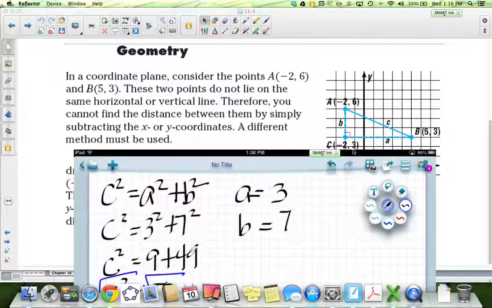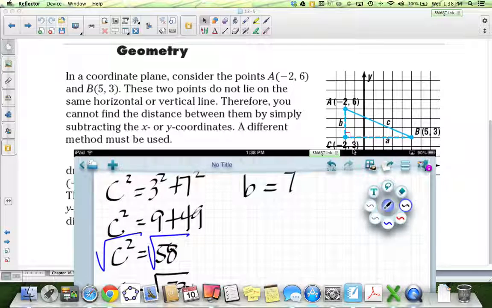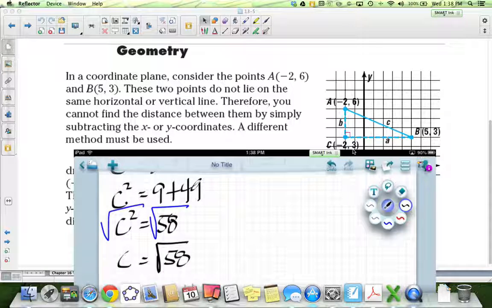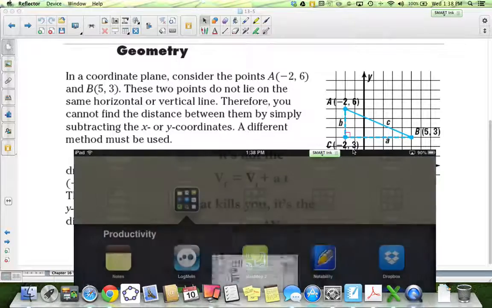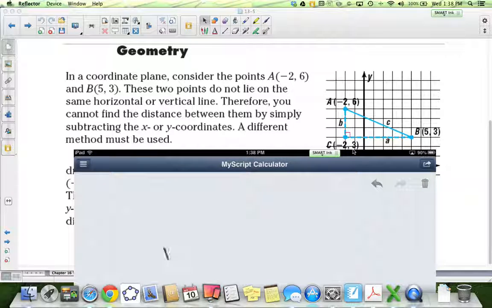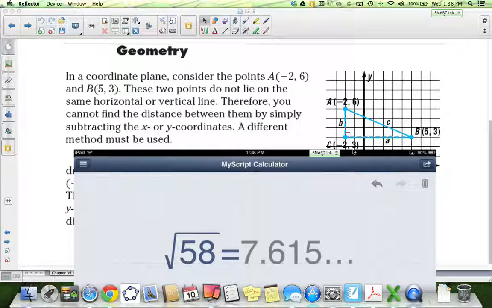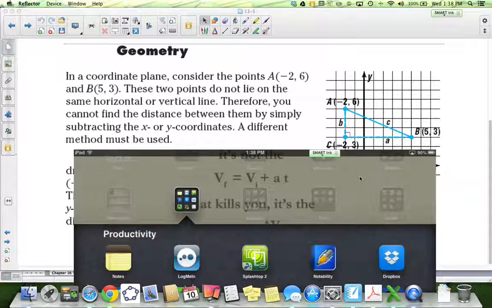To solve for C, we simply take the square root of C squared, so C equals radical 58. And what is radical 58? Let me bring that up. Radical 58 is equal to 7.615. So the value of C is 7.615.